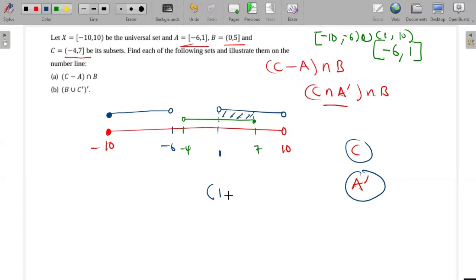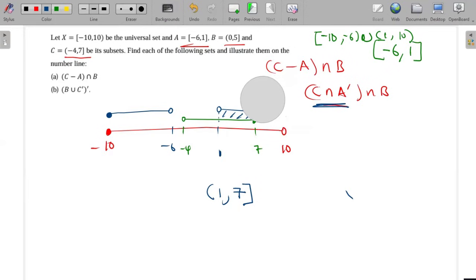So it will be open there. And then at 7, it's closed, so 7 will be part of that intersection. So 7 there, we are going to close. So this here is our C intersect A complement. Let me write it here. Our C is open and goes all the way to 7, then we close. So this here is our C intersect A complement. Then they're just telling you to intersect it with B. So I'm going to sketch and write my B here.